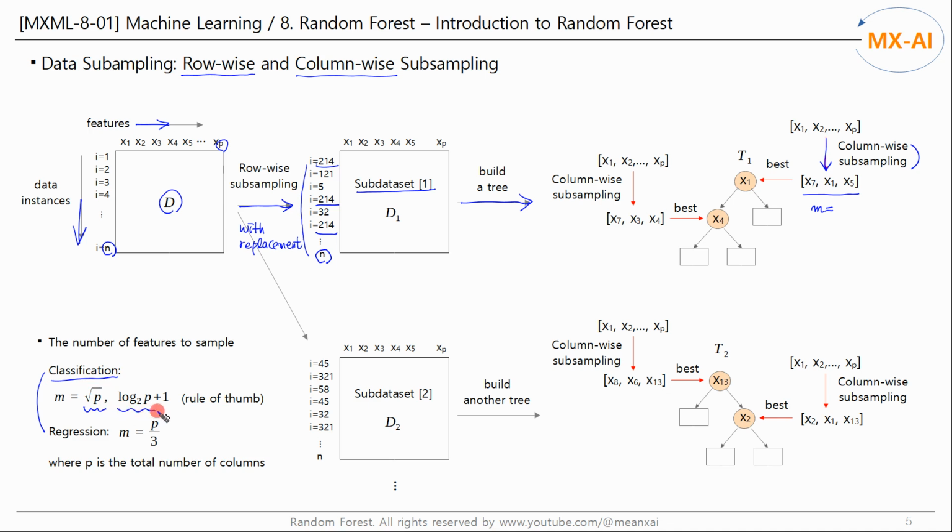In some cases, smaller values, such as log base 2 of p plus 1, may also be used, especially when the number of features is very large. For regression problems, p divided by 3 has traditionally been used as a common heuristic. In this lecture, we will use the square root of p for classification problems. Of course, this value can be adjusted depending on the dataset. Here, p represents the total number of features. If p equals 9, then m becomes the square root of 9, which is 3.